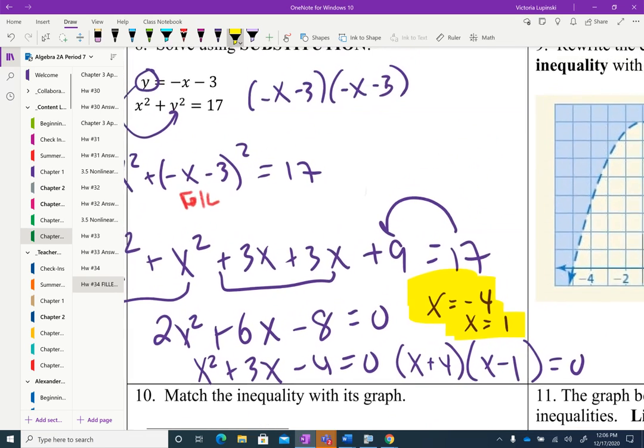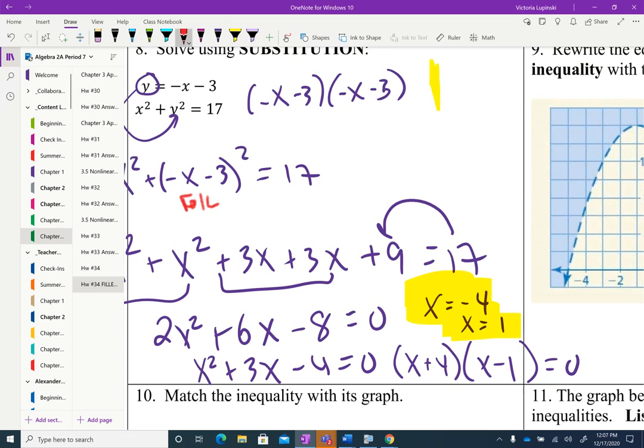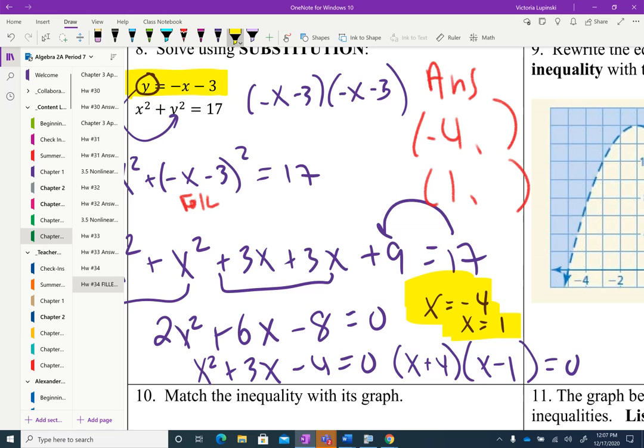Just as a reminder, that is only part of your answer. To find your whole answer, you would have to do negative 4 comma something and 1 comma something. To find out what the somethings are, you would have to plug those into either equation, preferably the first one. So if I plug it into y equals negative x minus 3, a negative 4 is a 4, minus 3 is 1. So that's the point negative 4, 1. And if I plug a 1 in, negative 1 minus 3 is negative 4.